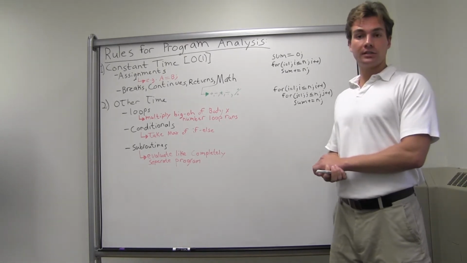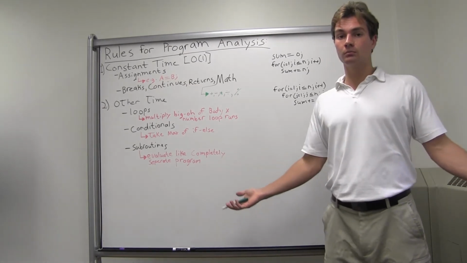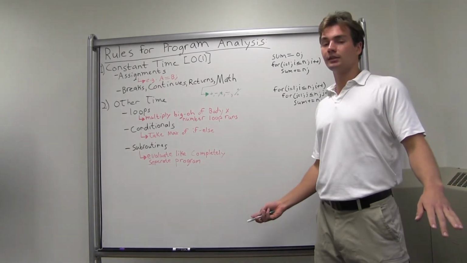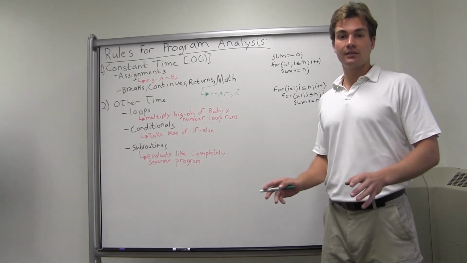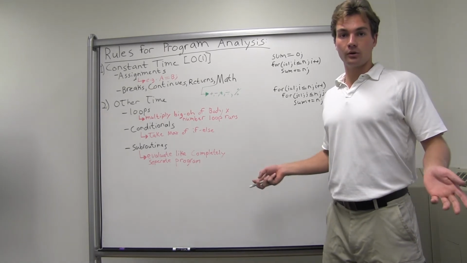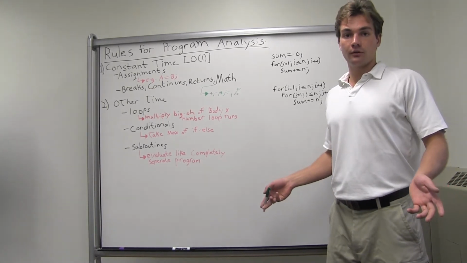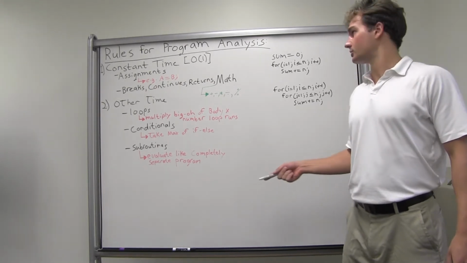Last thing, a subroutine. Let's say you have a function calling another function in your program. Completely cool. The only thing is you need to evaluate those subroutines separately and then add them to the total result of the program. Then we'll utilize dropping the lower order terms rule of big O notation to come up with a big O expression to describe the entire function.